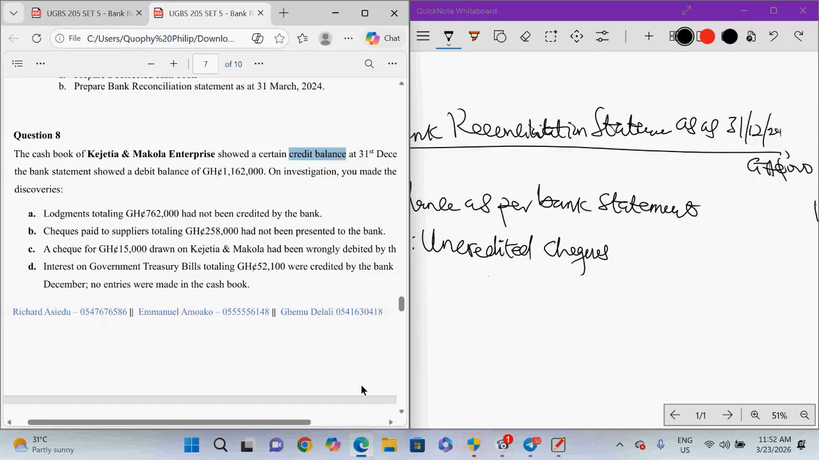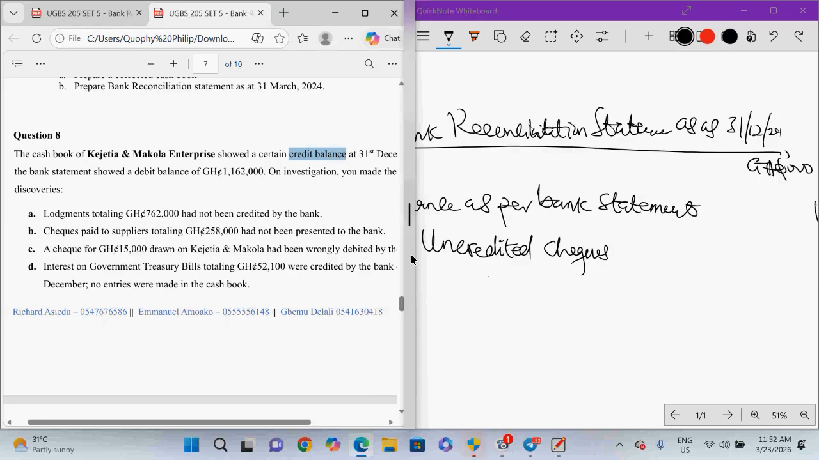What is the meaning of lodgement? I think it's relating to the deposit. Like lodging something, a deposit. The deposit of the fund, right? Okay. So now they said this lodgement had not been credited by the bank.